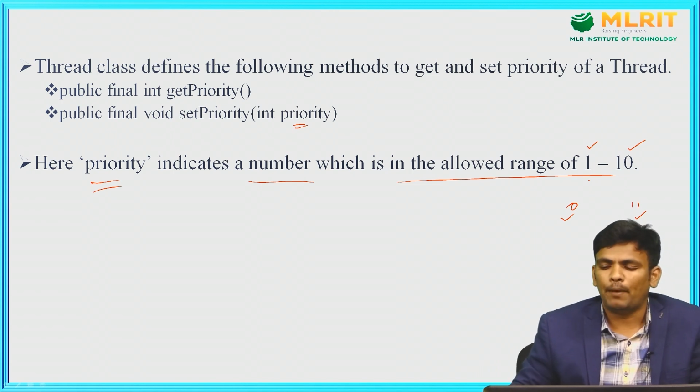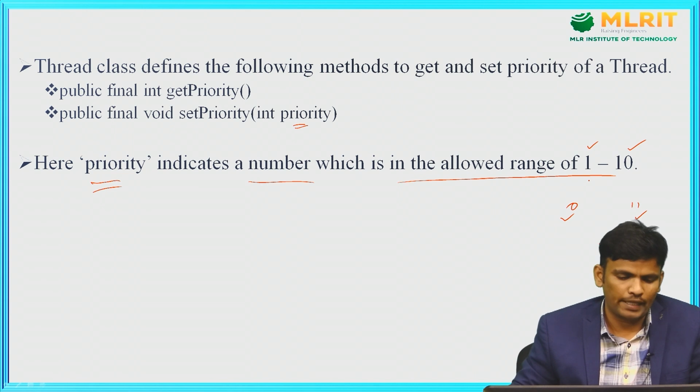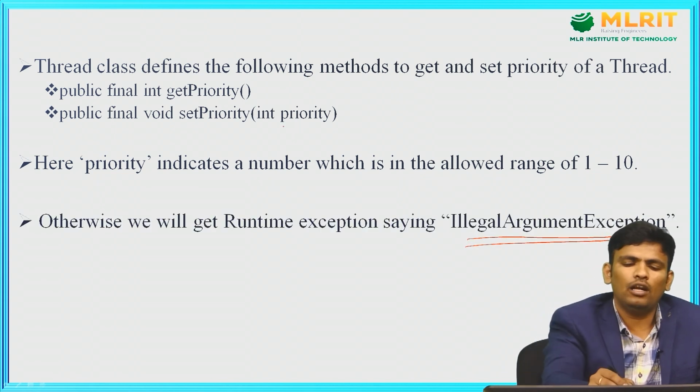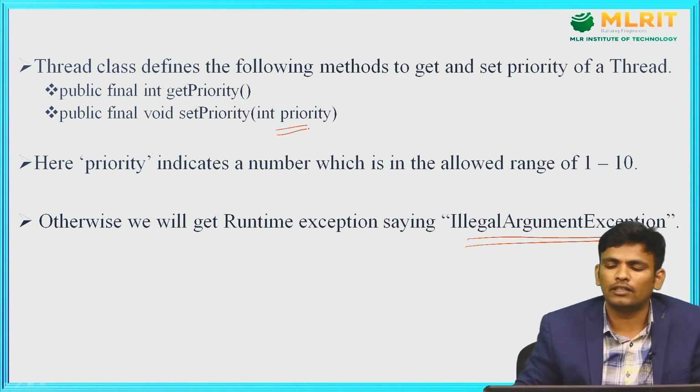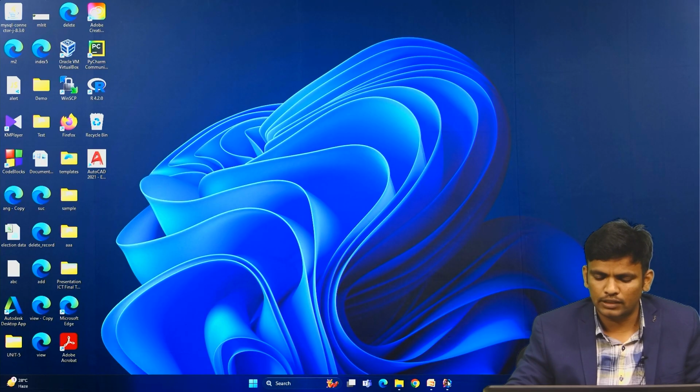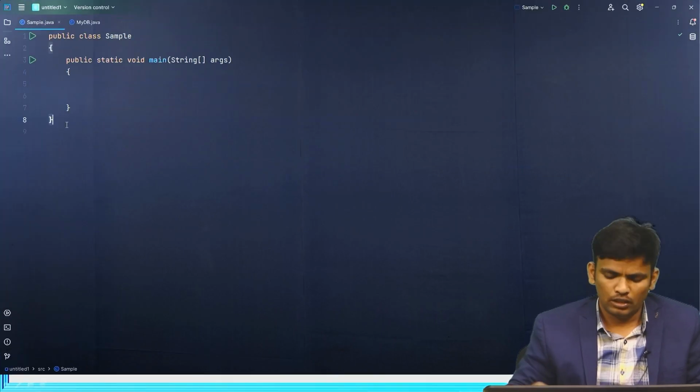If you pass anything other than this range, it will lead to an exception. The exception name is IllegalArgumentException. If you pass anything other than 1 to 10, it throws IllegalArgumentException. So let's take an example to prove this point.